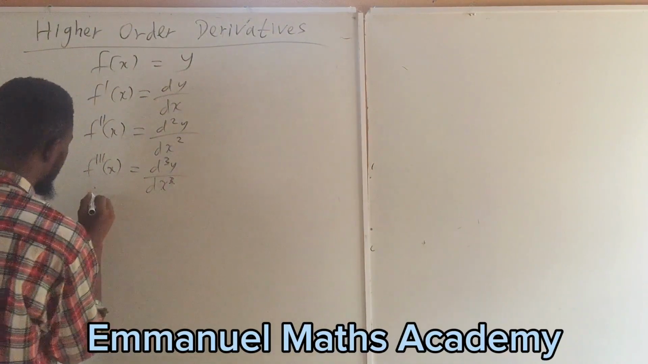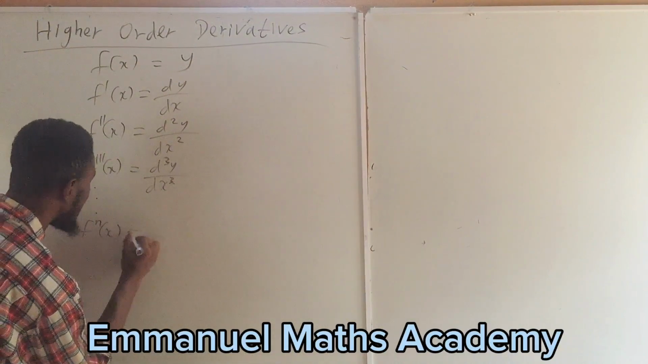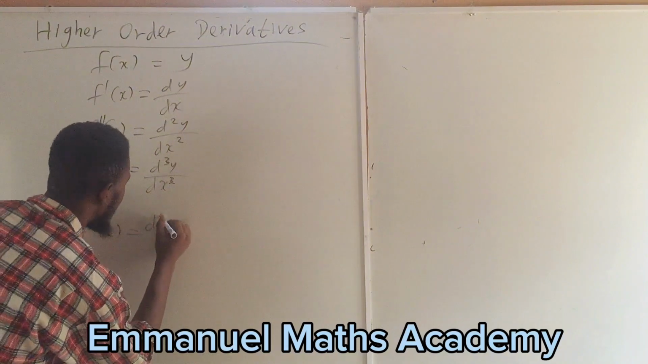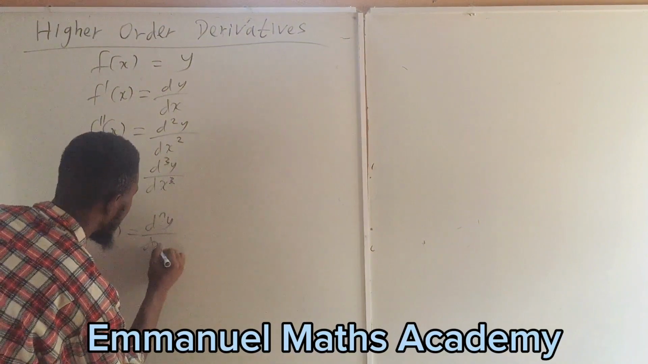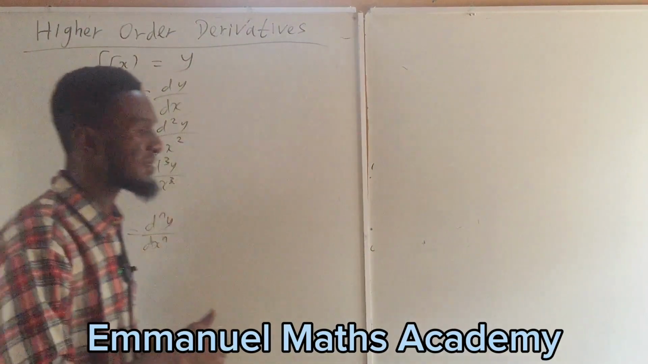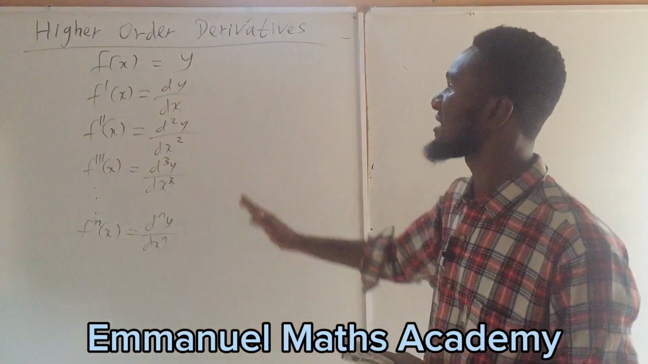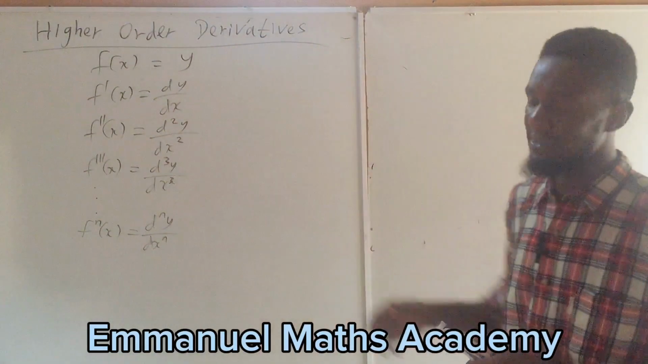Then if you continue this, you get what? f^(n) of x equal to d^n y over dx^n. That means differentiating n times. Differentiating, finding our derivative multiple times. This is just the concept behind higher order derivatives.